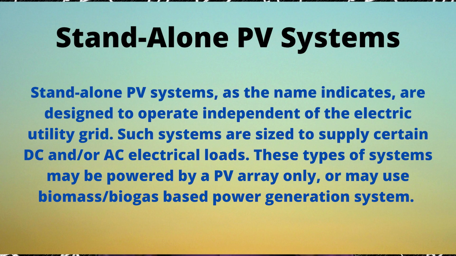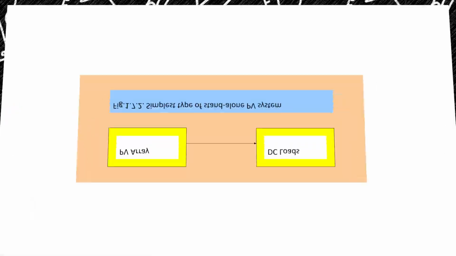This type of system may be powered by a PV array only, or may use a biomass or biogas based power generation system also. Such types of systems are called PV hybrid systems. The simplest type of standalone PV system is shown in the figure.